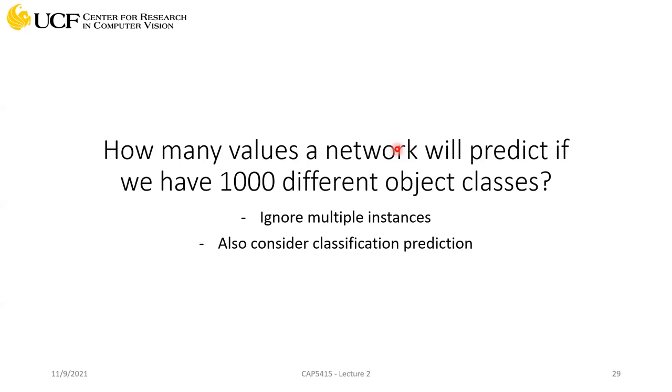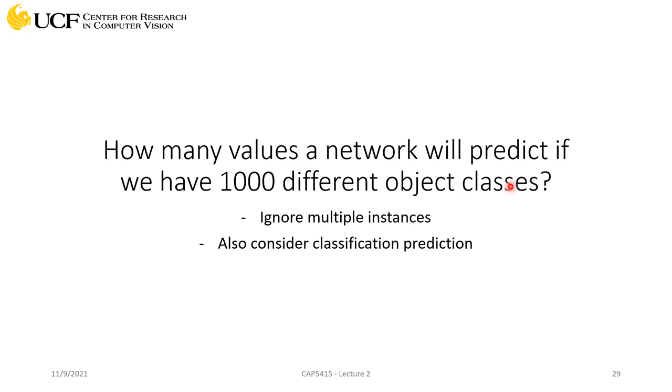I hope there was no other question in between. So the right answer is 5,000. If you have 1,000 different object classes, your network should predict, first of all, 1,000 values, one for each class, which will say whether this class is present in the image or not. Then for each object category, you will need 4 values, which will tell you where the object is present. So 4 for each, for 1,000, it will be 4,000. In total, 5,000 different values.